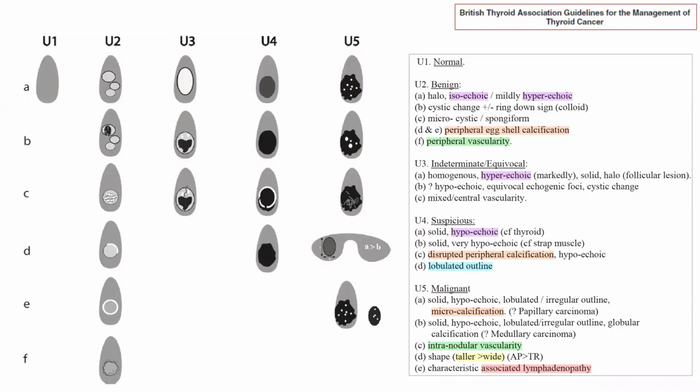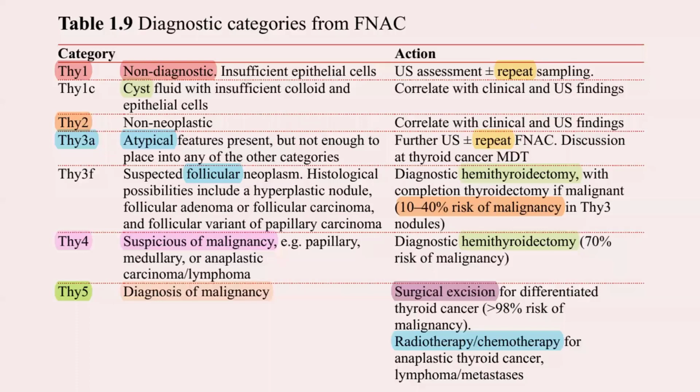These are features of malignancy. But peripheral vascularity, peripheral eggshell calcification, isoechoic or mild hyperechoic nodule with peripheral halo, these are benign features. In each year, there is a question about these features. And also, this is another very important table about the diagnostic categories from fine needle aspiration cytology, which is the Thy classification. You need to know what is the Thy category and what is the description and what is the action you need to do if the case scenario is presented with different Thy categories.